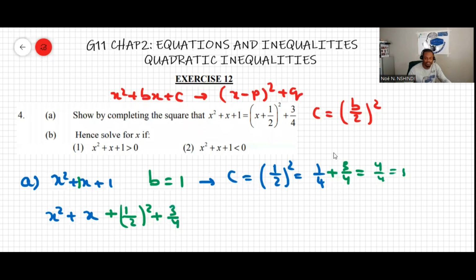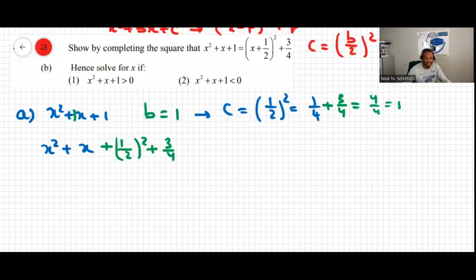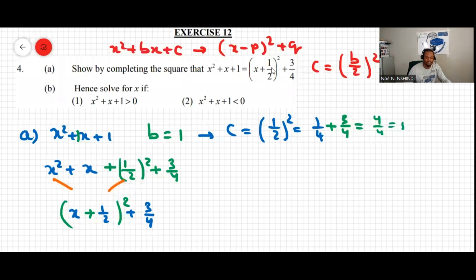Then by completing the square, it means I will just select the basis here. I'm just going to take the basis x and a half. I set them like this to the power of 2, and then I use the sign of the middle term, plus. So over here it's going to be x plus a half to the power of 2 plus 3 over 4. And then this is proven. That was A. And then B says, hence solve for x if x squared plus x plus 1 is greater than 0.